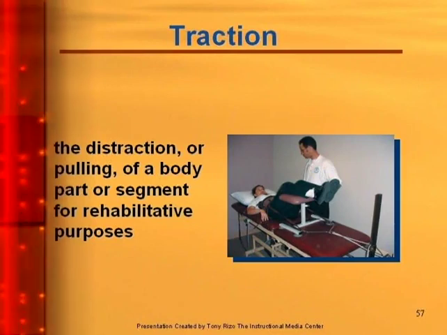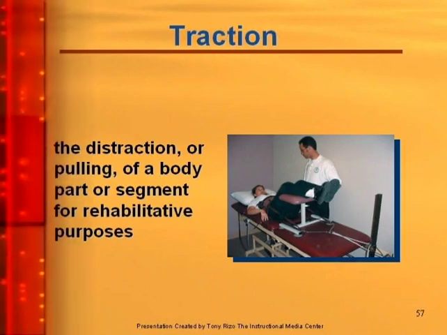If you look at this picture, this is one way that we do traction. This is on a traction table. We put the legs up. This makes the back a little bit flatter, and then we pull from the waist one way and the shoulders the other way. We use traction for low back injuries. We also use traction for upper back or neck injuries.